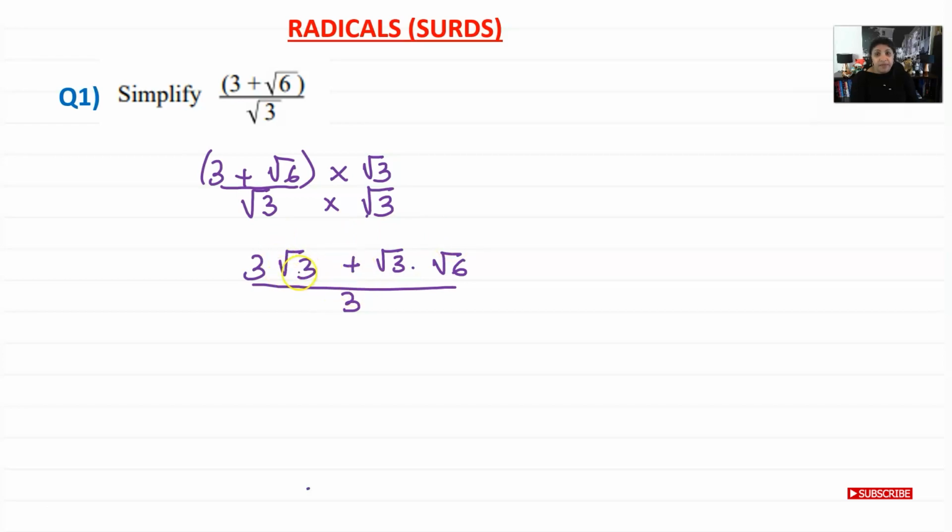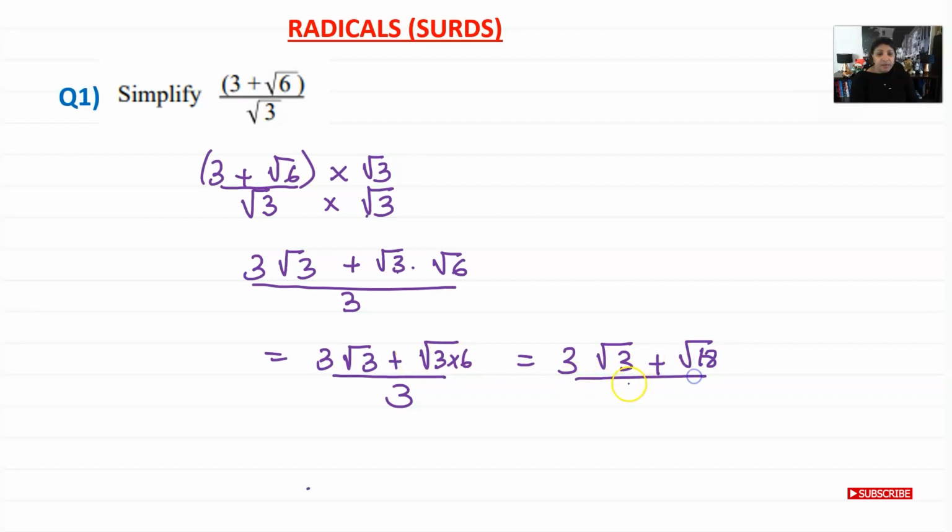We need to simplify the top. What do we need to do? We have 3 root 3 plus root 3 times root 6. That could be written as root of 3 times 6, and then over 3. This will give us 3 root 3 plus root of 18, and then divide by 3. We're not finished yet, but we're almost there.